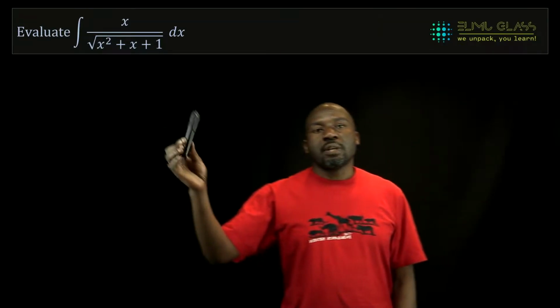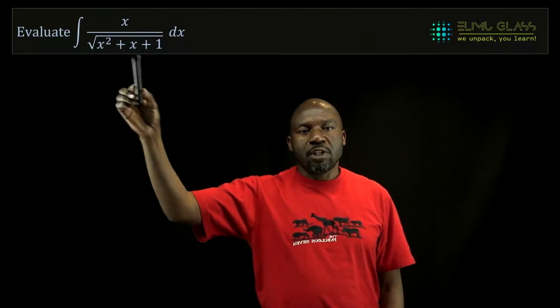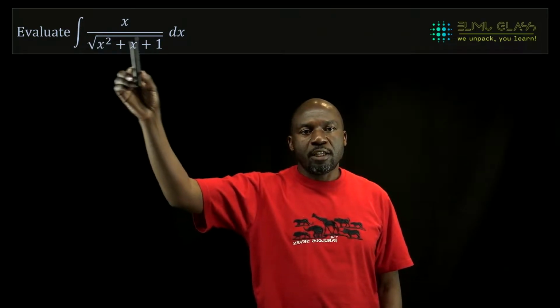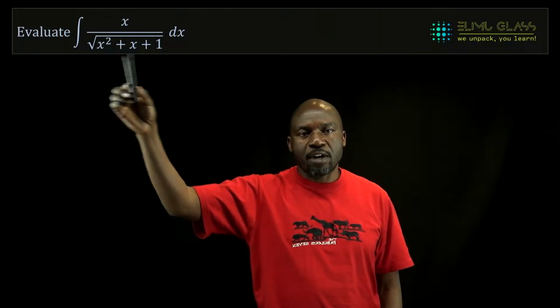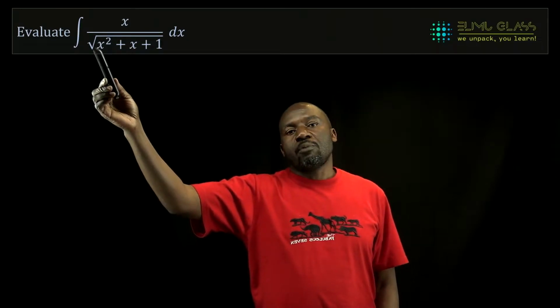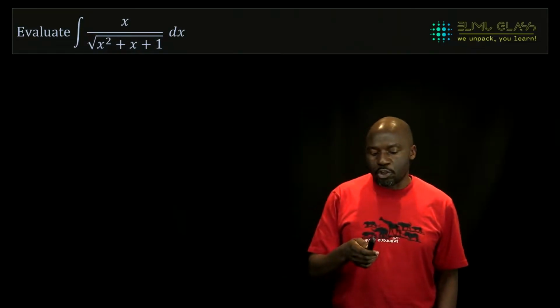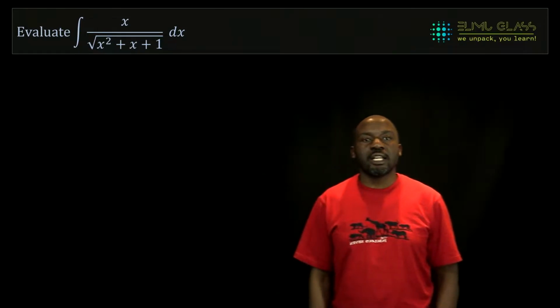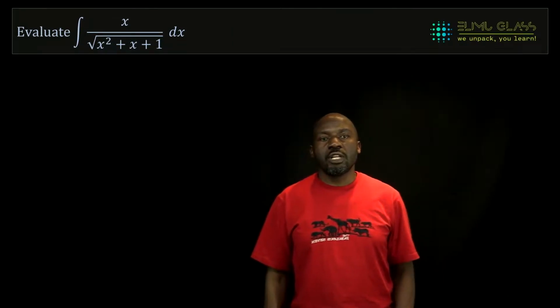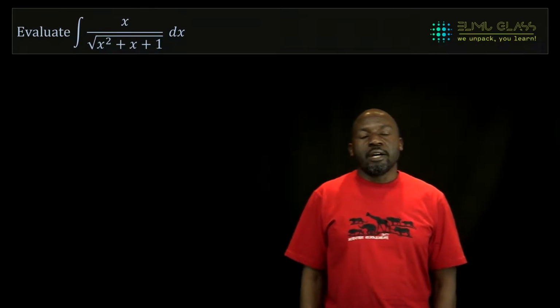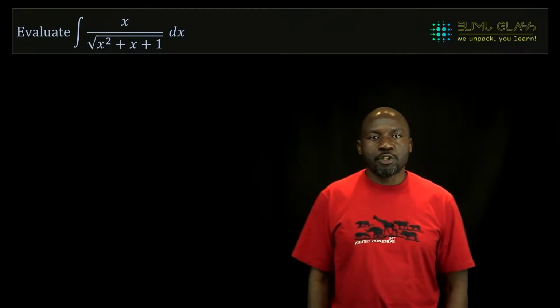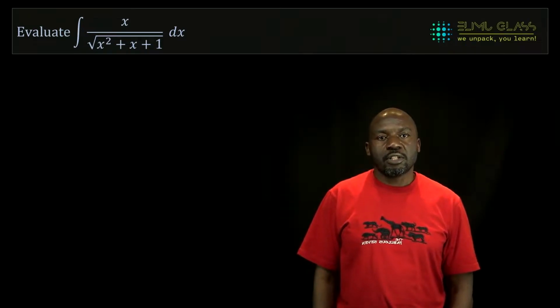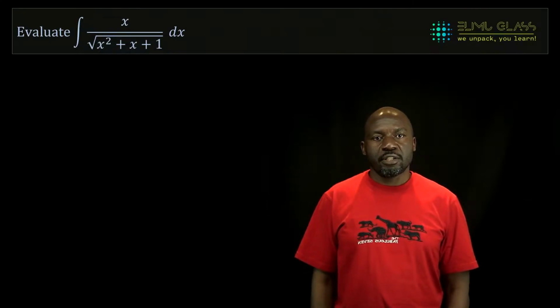We also can't use the substitution method, because if you try to differentiate the quadratic expression in the bracket, we're going to end up with 2x plus 1, and that is not featured in the numerator, so we cannot use the substitution method. So we don't have a function and its derivative. For that reason, we are left with trigonometric substitution, and in fact this is going to turn out to be tangent substitution.